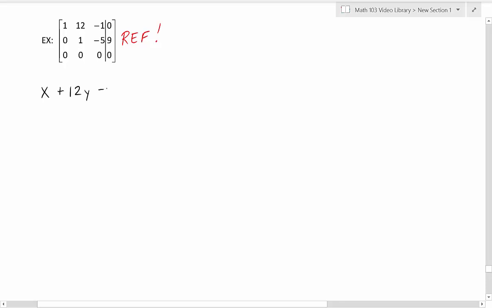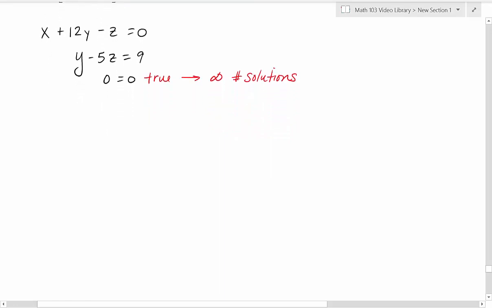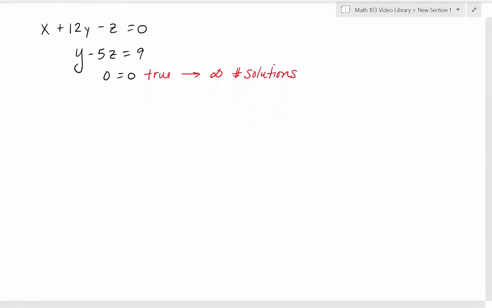X plus 12y minus z equals 0. Y minus 5z equals 9. And lastly, 0 equals 0. There we have a true statement that tells us that we're going to have an infinite number of solutions, but we want to narrow down that infinity. The first thing we do is let our variable z be equal to t.